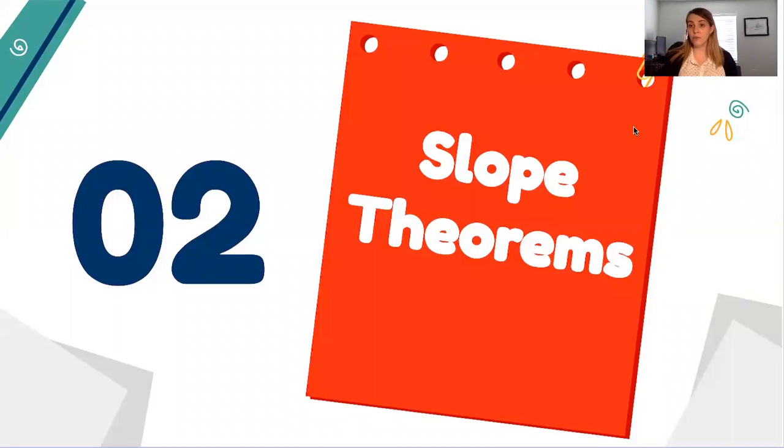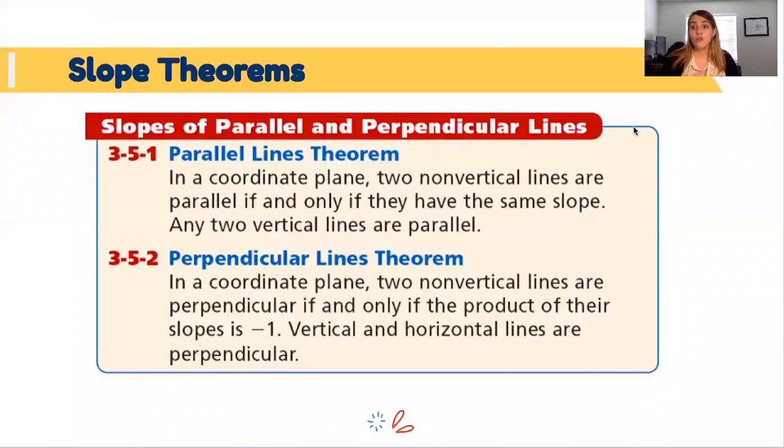So done with our slope review, now we're going to talk about some new slope things. There are two slope theorems. The first is the parallel lines theorem.